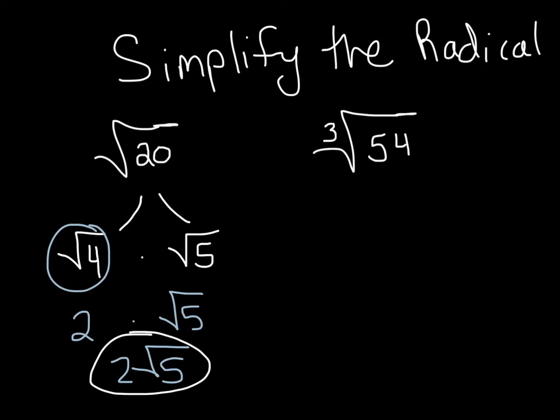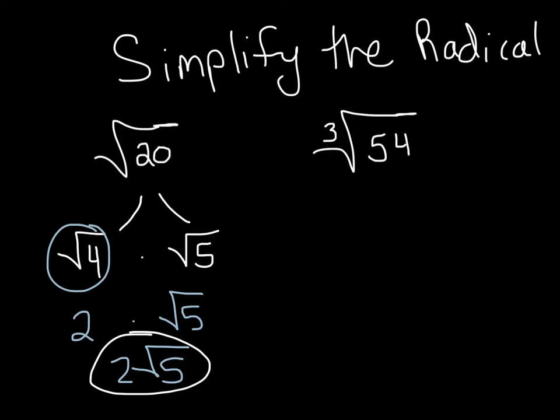However, I want to point something out here. We could have tried to break this up into the square root of 2 times the square root of 10. But that wouldn't have got us a perfect square. So when you're breaking these up, try to look for that perfect number that you can simplify into an integer.